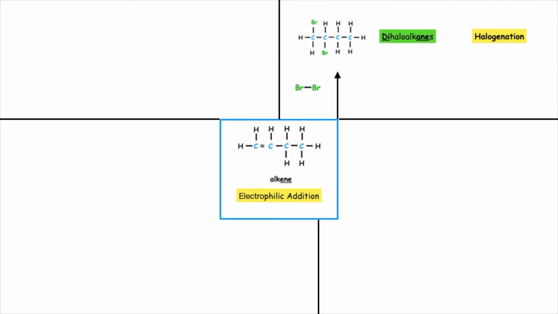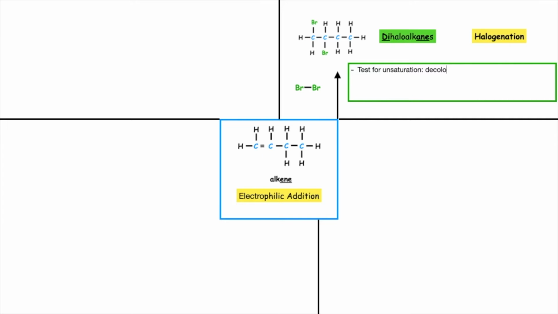The first one is known as halogenation, and this is when we add a halogen such as bromine or chlorine across the carbon-to-carbon double bond, and this will form our dihaloalkanes because 2 halogen atoms are added on, which results in a saturated alkane.